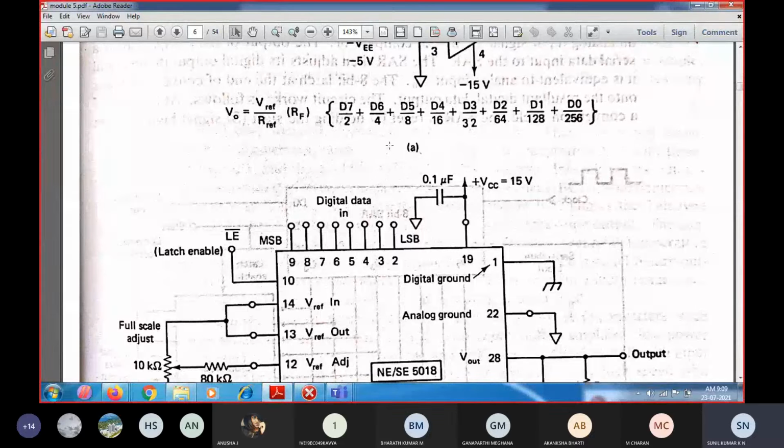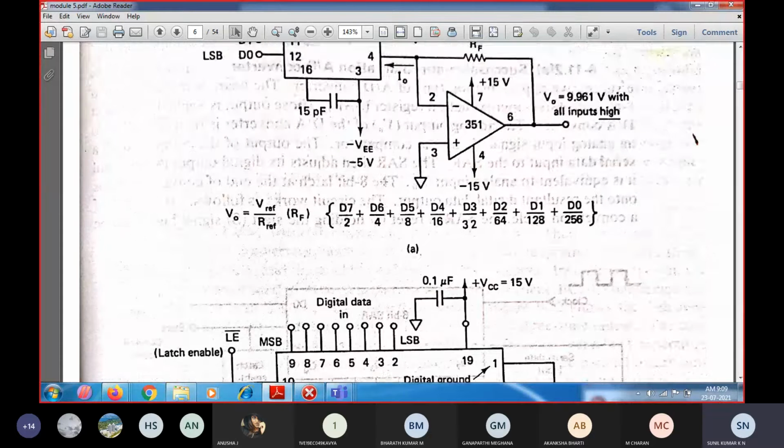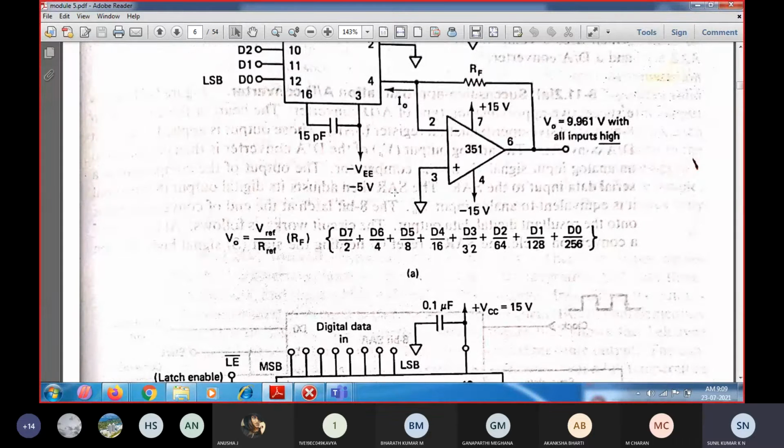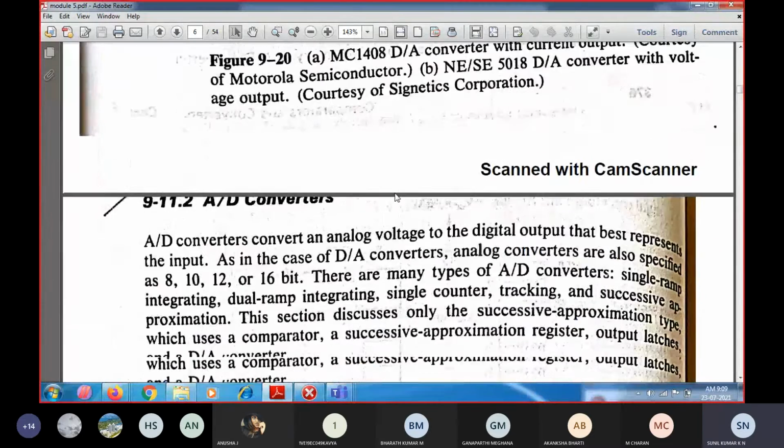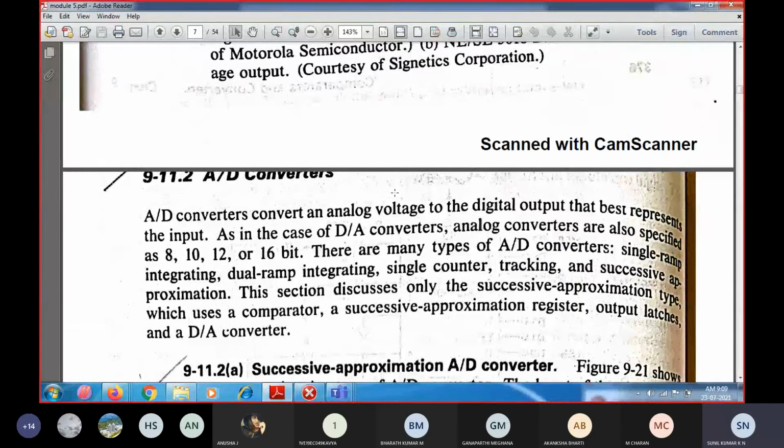In that, the binary weighted DAC as well as the R to 2R DAC were used for converting digital to analog equivalent. We got the output staircase waveform, which is nothing but an analog waveform. We saw a 4-bit binary weighted DAC as well as a 4-bit R to 2R ladder, and some of the advantages of using the R to 2R ladder.